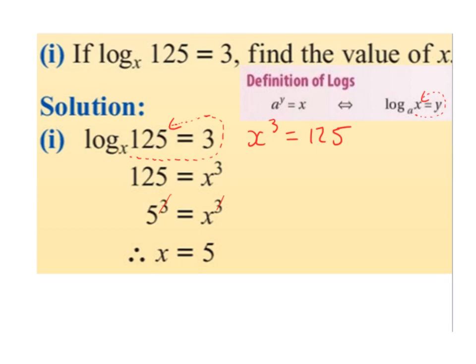So using our scorpion tail method, we have x to the power of 3 equals 125. So 125 equals x cubed. Well, 125 can be rewritten as 5 to the power of 3. We can cancel the cubes on both sides, and we're left with x is equal to 5.